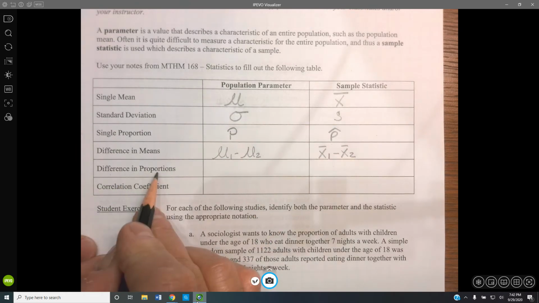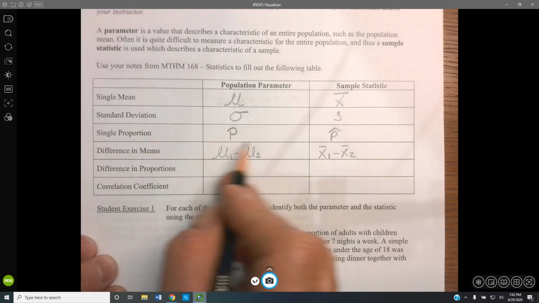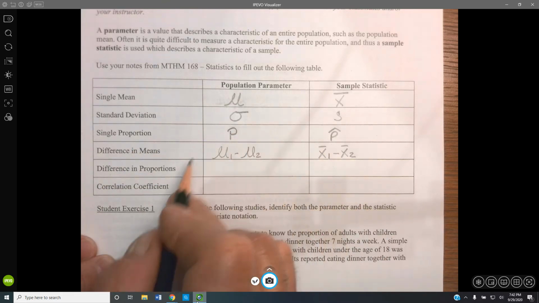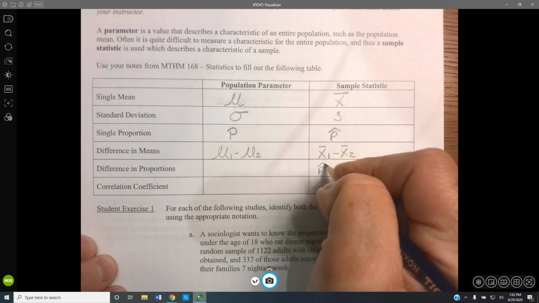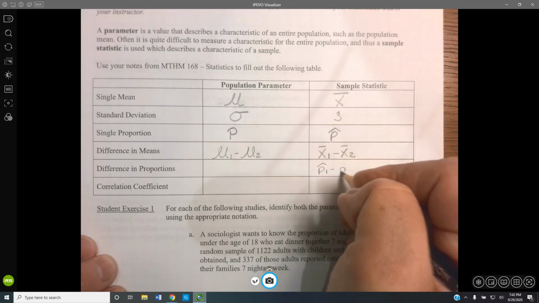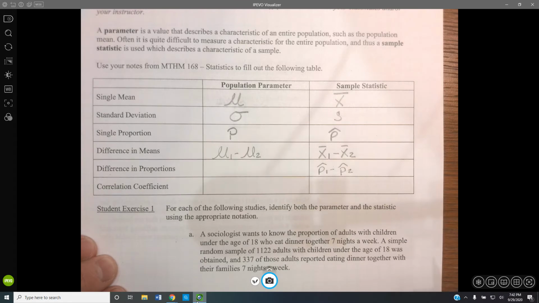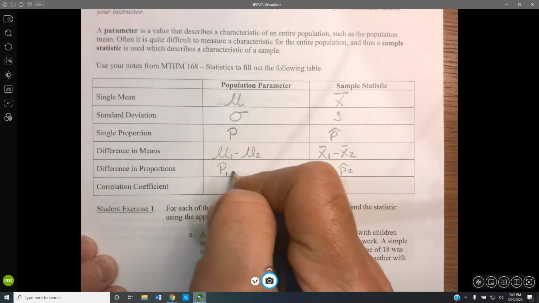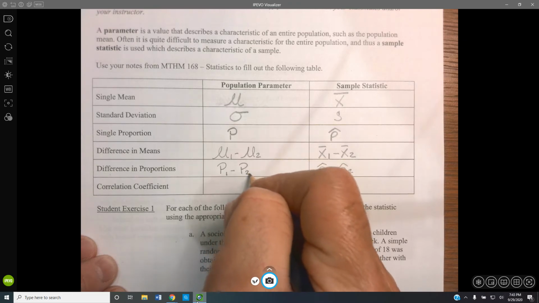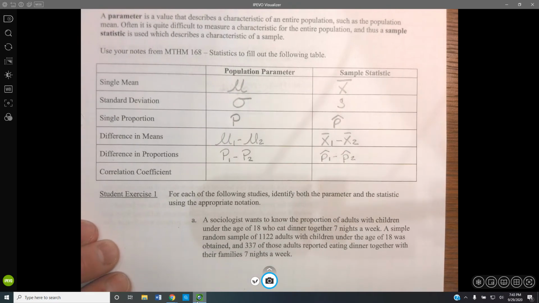Same for difference in proportions. Since we use proportional data here, we're going to calculate the difference in those proportions of two sets or more: p hat of 1 minus p hat of 2. And for a population, P of 1 minus P of 2.